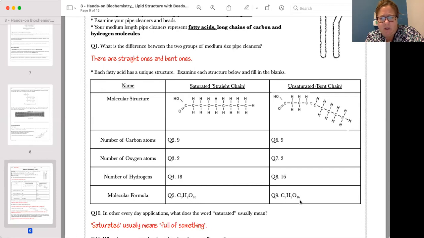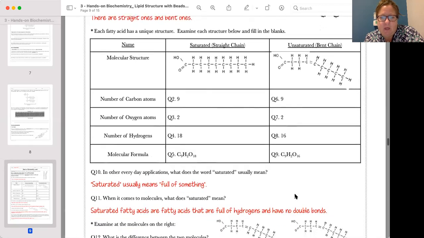Okay, this is not right. This key is not right. This should be C9H18O2, and this should be C9H16O2. Wow, that threw me for a loop. Yes, this is wrong, so change that on yours. This should be C9H18O2, and this one's lost 2 hydrogens, so it would be C9H16O2.